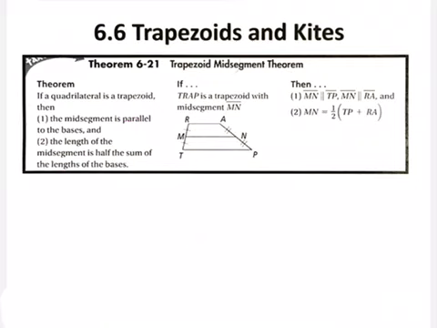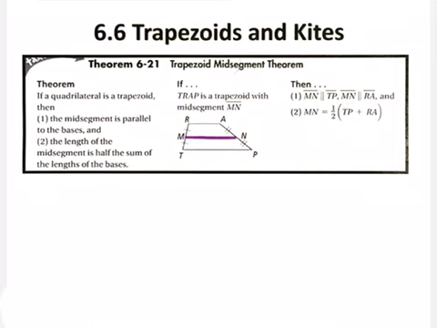Here we run into the trapezoid mid-segment theorem. It says if a quadrilateral is a trapezoid, then the mid-segment is parallel to the bases. And mid-segment just means the segment connecting the midpoints of the two legs. The length of the mid-segment is half the sum of the lengths of the bases.